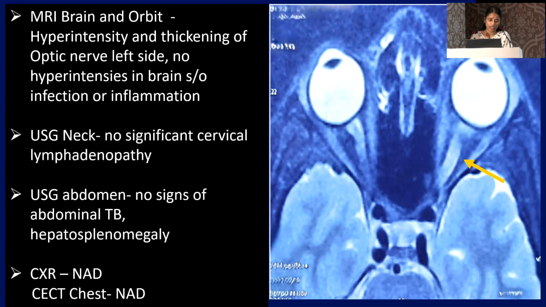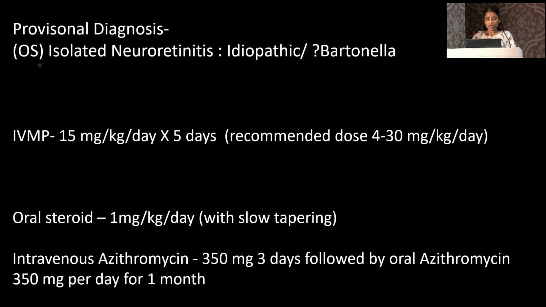So in Bartonella, mostly we see a lymphadenopathy. But we did an ultrasound neck, there was no significant cervical lymphadenopathy, and we wanted to start IVMP for this patient. So we did an ultrasound abdomen to rule out abdominal TB. It was negative. So our diagnosis, which we were suspecting, was isolated neuroretinitis, which could be idiopathic or due to Bartonella, since there was a history of occasional contact with kittens.